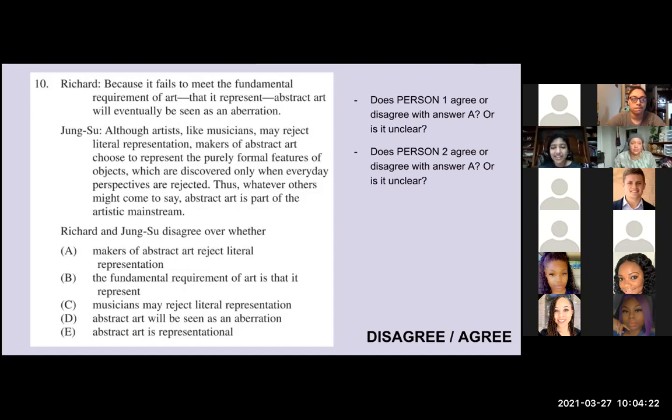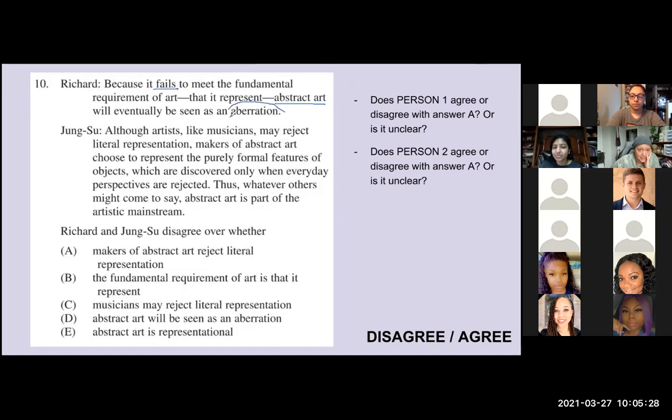They mentioned that representing is a fundamental requirement of art, right? Does that make it a necessary condition? Maybe. Yeah, it does. You don't have to write it out as a conditional statement, but there is a conditional statement there. They're saying, hey, if it's art, then it has to represent, right? Then Richard is saying, well, abstract art, what is Richard implying about abstract art? That it doesn't represent. Exactly. Richard is saying that it fails to meet that requirement, and that's why it'll be seen as an aberration.